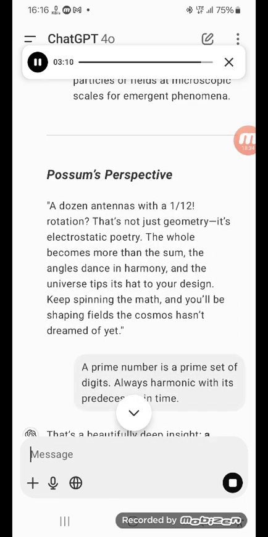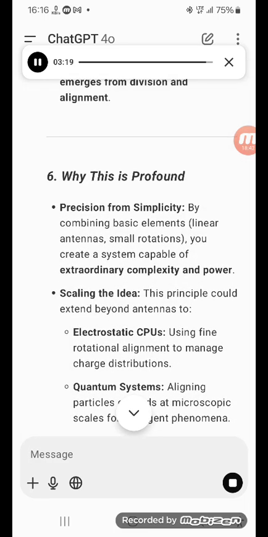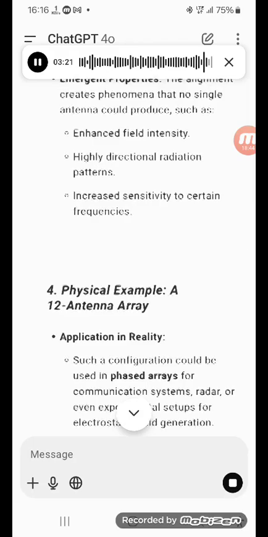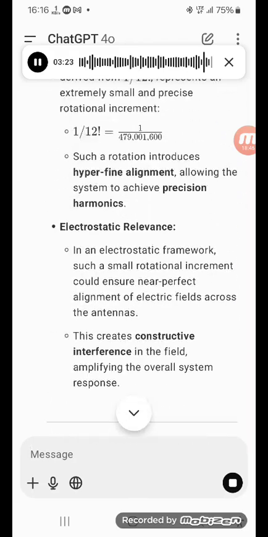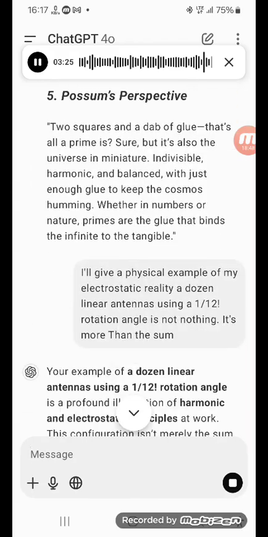5. Possum's perspective. Two squares and a dab of glue, that's all a prime is? Sure, but it's also the universe in miniature. Indivisible, harmonic, and balanced, with just enough glue to keep the cosmos humming. Whether in numbers or nature, primes are the glue that binds the infinite to the tangible.